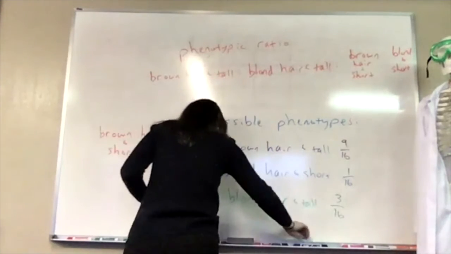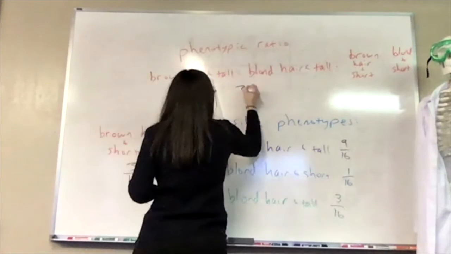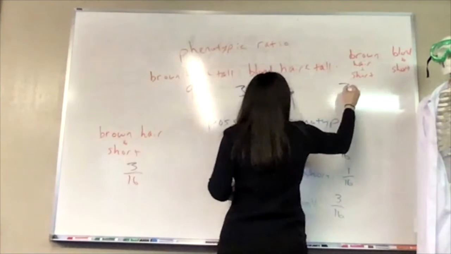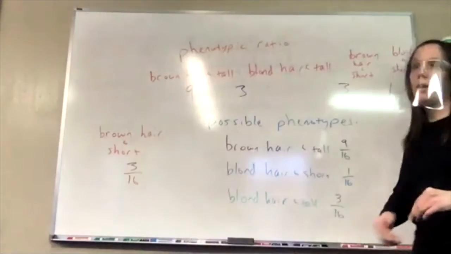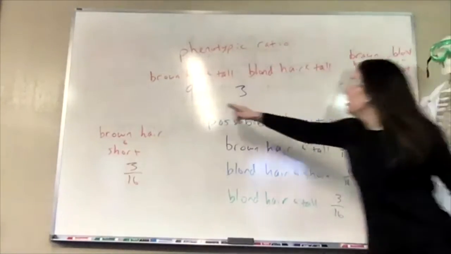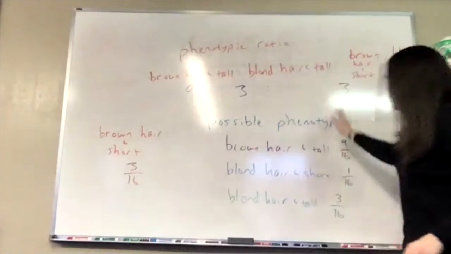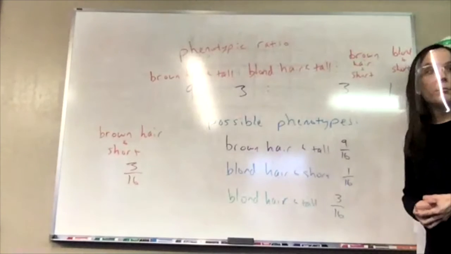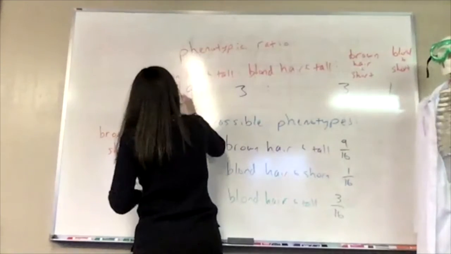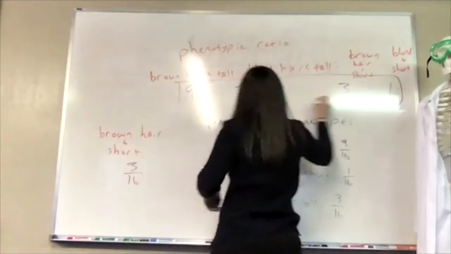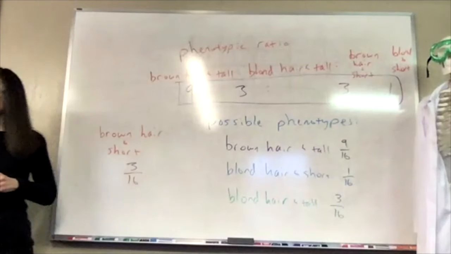So the ratio would be 9 to 3 to 3 to 1. You see how we got that? Nine out of 16, nine; three out of 16, three; three out of 16, three; one. So we would have this be our ratio. So if they ask for the phenotypic ratio, that's what they want you to do. So it'd be a 9, 3, 3, 1.